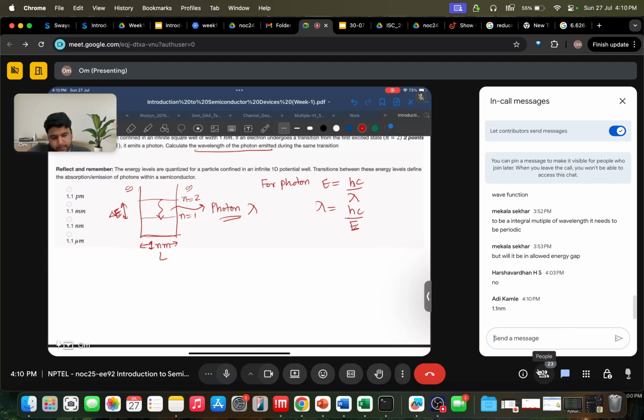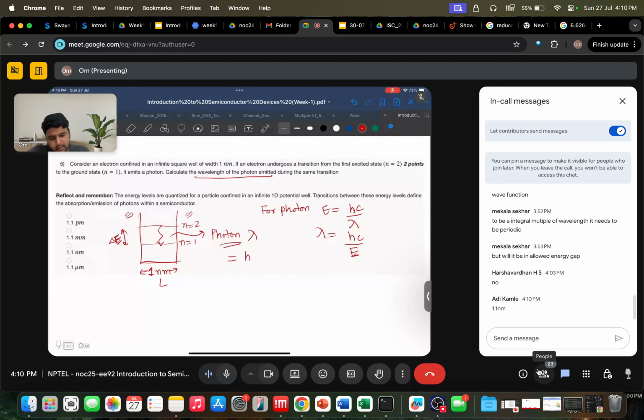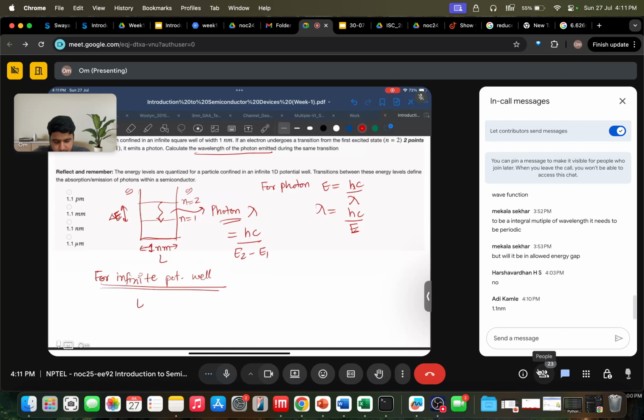So here lambda of this photon will be hc by E2 minus E1, right? And for an infinite potential well, if you see the solution of the Schrodinger equation, we get this energy relation equal to n square pi square h cross square upon 2 m L square.